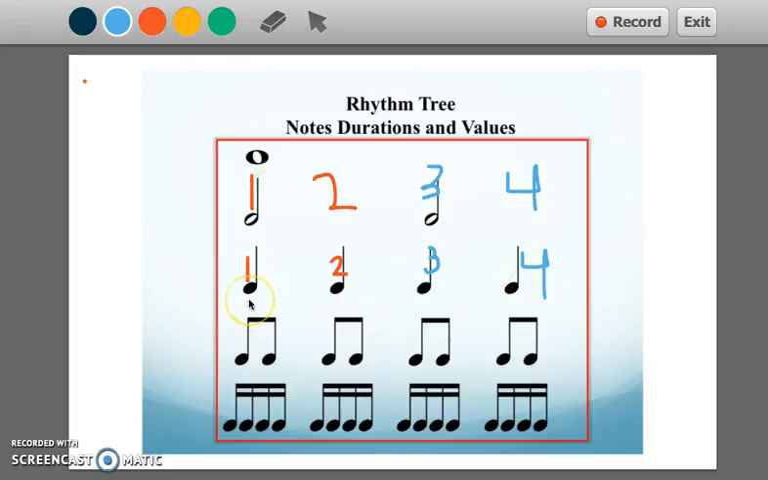Going into smaller values of notes, we get our eighth notes. And all of these eighth notes start with a number. 1, here's a 2, here's a 3, and here's 4. But I can divide it equally into two parts. There's the number, and then we get the and of the beat, which is the weaker part of the beat.